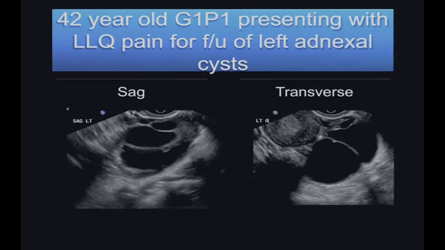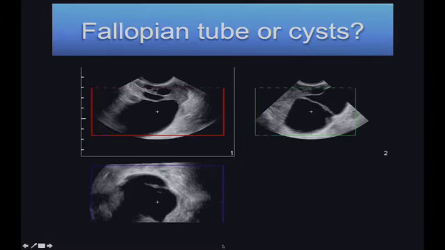So one more example, a 42-year-old gravida 1 para 1 presenting with left lower quadrant pain for follow-up of left adnexal cysts. And once again, we see a complex cystic mass in the left adnexa. We do our sweep sagittally through the adnexa, which then gives us the multiplanar display. But we really don't find a tubular structure when we try to perform a reconstruction in the coronal plane.